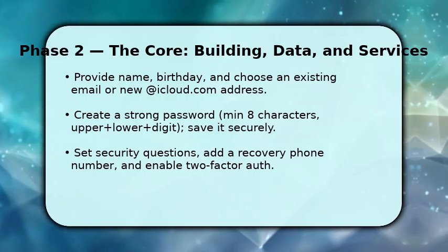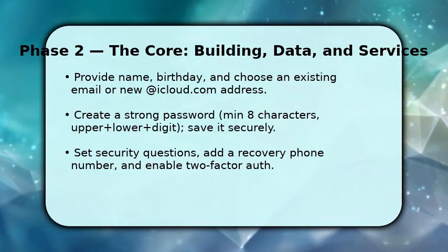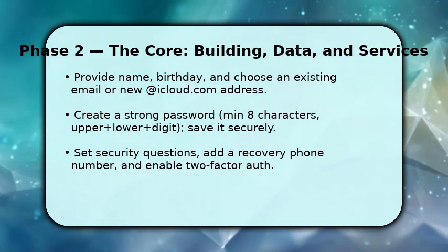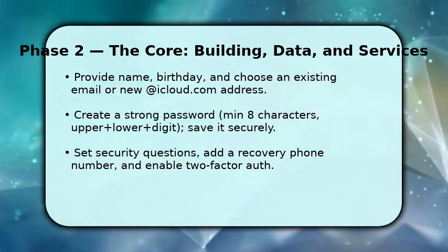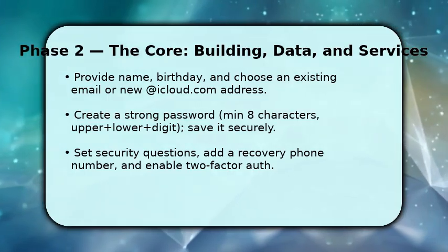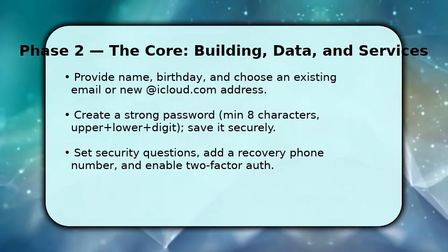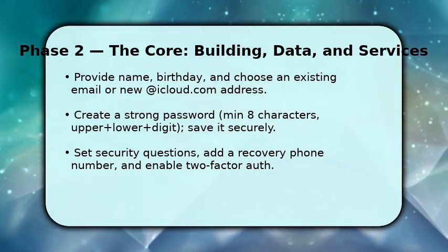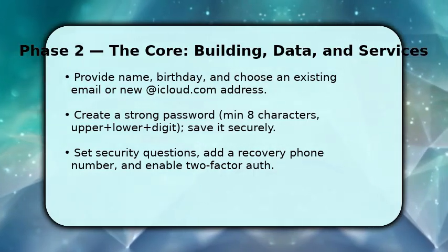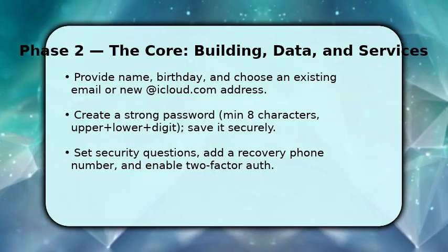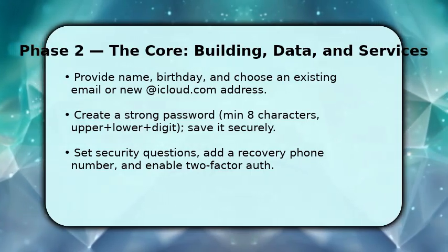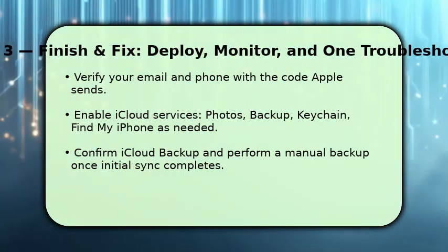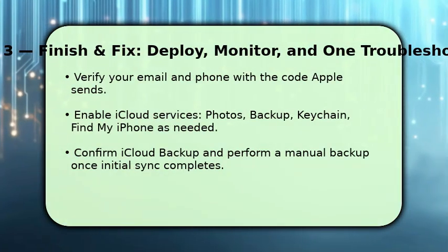Make a strong password. Mix upper, lower, digits and symbols and write it into your password manager. Set security questions and add a recovery phone number to avoid lockouts. Finally, enable two-factor authentication for immediate extra security and future account recovery options. Finish by verifying the codes sent to your email and phone. Entering them proves you control those contact points.